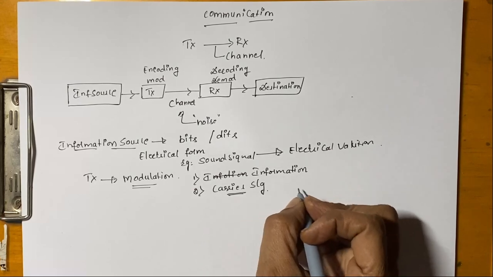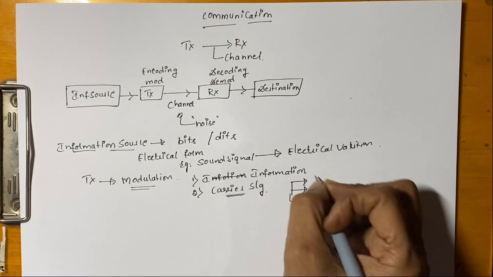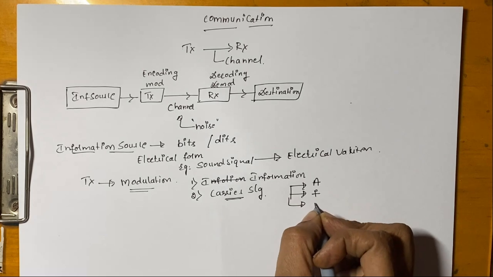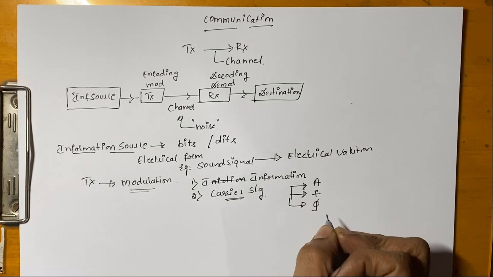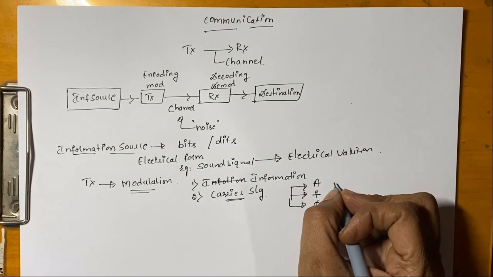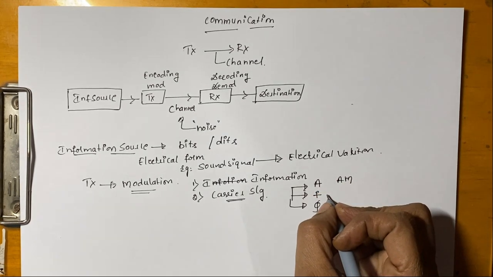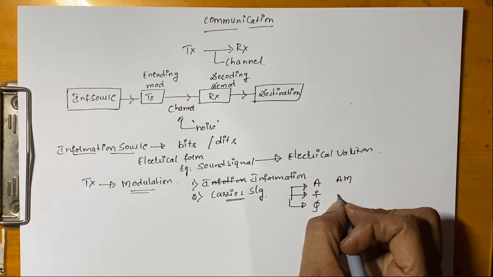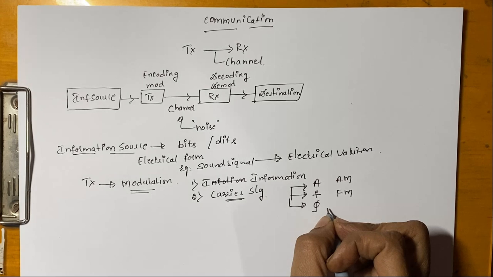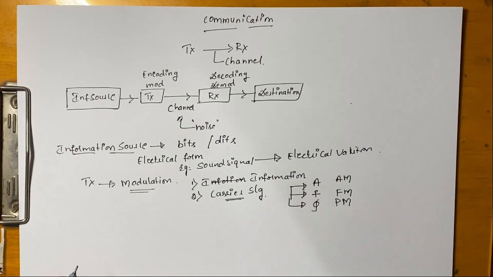In this variation, there can be three types of variation. So either it can be through the amplitude, or it can be through the frequency, or it can be through the phase. So when a modulation takes place with respect to amplitude changes, then it is known as amplitude modulation. When there is a change which is taking place with respect to frequency, then that is known as frequency modulation. When the modulation takes place with respect to phase, that type of modulation is called phase modulation.